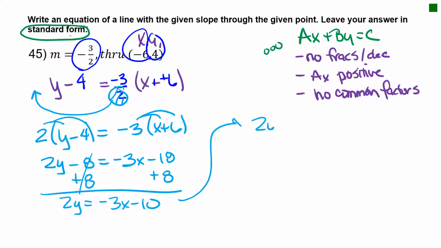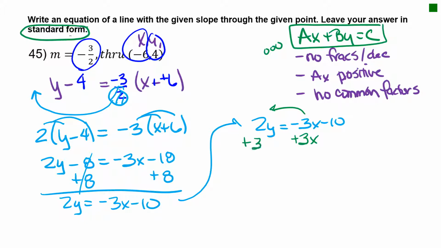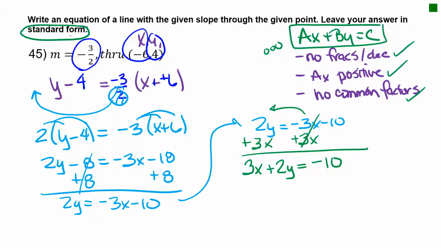I'm going to rewrite that over here. Now, at this point, my inclination is to divide by 2, but that gets my y alone. That's not what I want. I want standard form where the x and y are on the same side. So I have to move that x over. I'm going to add 3x. To move stuff from one side to the other, we add or subtract. 3x goes first because it tells me ax. 2y is positive, so I put a plus 2y equals, and over here I have negative 10. Let's check. Fractions, decimals, we're good. Is my x term positive? We're good. No common factors? We're good. That's my standard form.